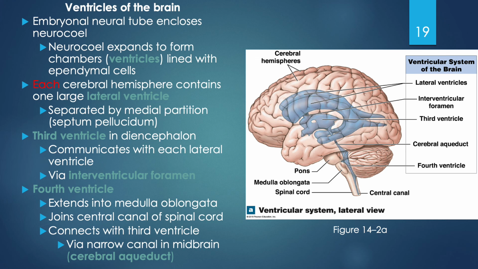create and maintain CSF. So in each cerebral hemisphere, which is either the right or the left side, we're going to have one large lateral ventricle. That means because we have 4 ventricles, the first 2, 1 and 2, are right and left. We don't number the right one as number 1 and the left one as number 2. We just call them the lateral ventricles, and those are the first 2 ventricles. Those first 2 ventricles are separated by a single wall in between them, which is called the septum pellucidum.